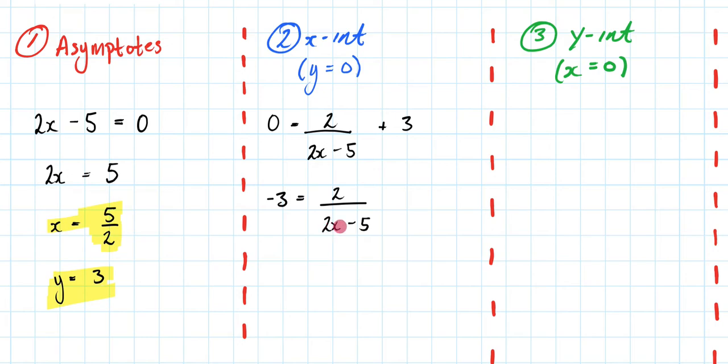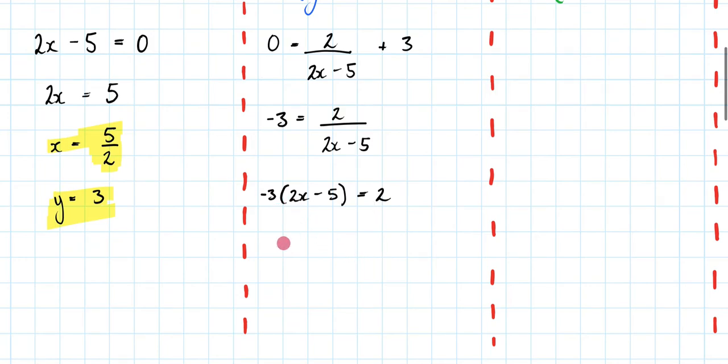Next, I'll times 2x minus 5 to both sides, so I'm going to get negative 3 over 2x minus 5 equals 2. Then I'll expand out my brackets. I'll get negative 6x plus 15 equals 2. I'll then minus 15 to both sides, so I'll get negative 6x equals negative 13.